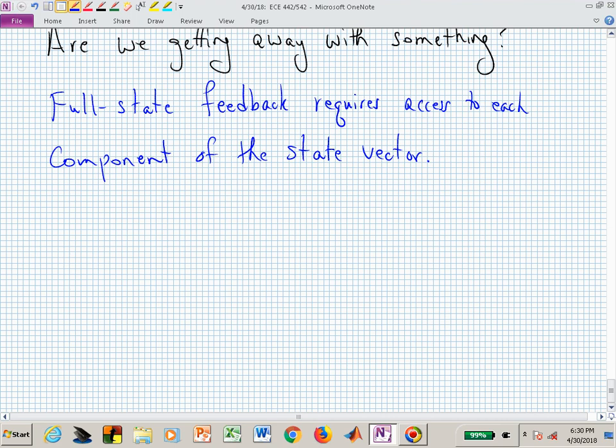Next lecture, we'll talk about what happens when we don't. Can we still maybe estimate those? Can we somehow create those by an observer or by an estimator? But now we're assuming that we have each state variable component measurable or available to feedback. And that's a big assumption. But if we do, and if our system is controllable, then we can arbitrarily select the behavior of our closed loop system. Are there any other concerns?